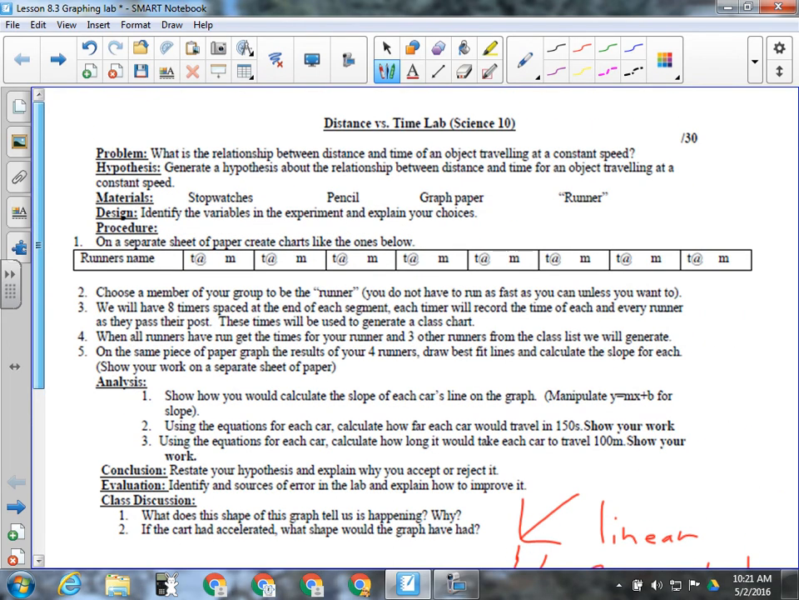Okay, so generate a hypothesis about the relationship between distance and time for an object traveling at a constant speed. All right, so it's an if-then statement. The if part should tell me what kind of relationship there's going to be. If there's this kind of relationship between position and time, and we measure stuff about the carts as they go down the hallway, then what are we going to see on our graphs?